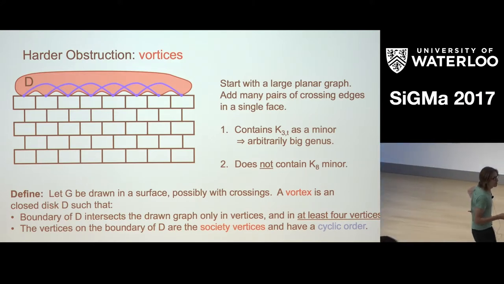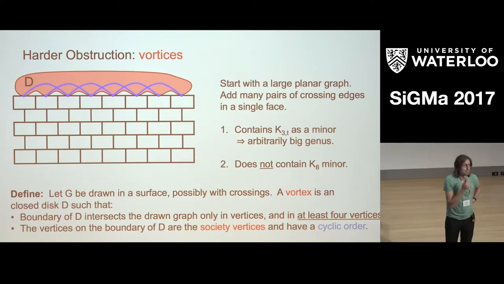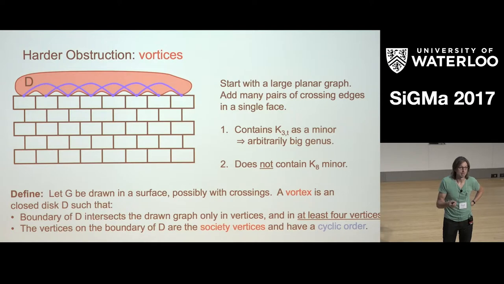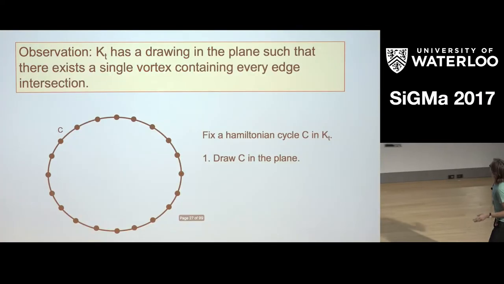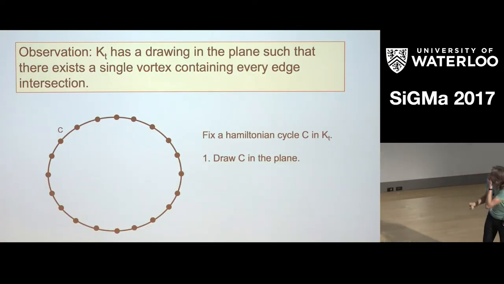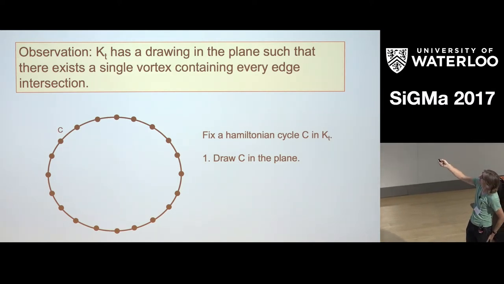OK, so maybe we want to say something like our graph has a bounded number of vertices, right? Maybe we're going to have to deal with a case where I have a bounded number of faces here which allow crossing edges, right? But that's not enough. So, observation: every clique, in fact, has a drawing in the plane so that there exists a single vortex containing every edge intersection. Right? And it's easy to see, right?